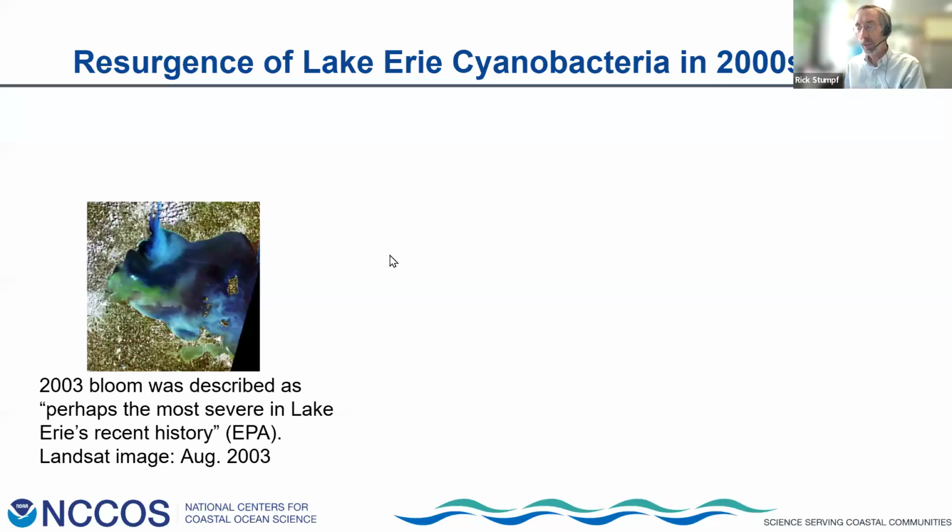Okay. So just to put a perspective here. If we go back to the 60s and 70s, there were massive cyanobacteria blooms in Lake Erie, and at some point in the early 70s, Lake Erie was declared dead. The Clean Water Act was put into place. Point source pollution reduced, phosphates and detergents were eliminated, and the lake recovered wonderfully from that. But in the early 2000s, blooms reappeared. And the first, 2003, was, as you can see, described as perhaps the most severe in recent history.